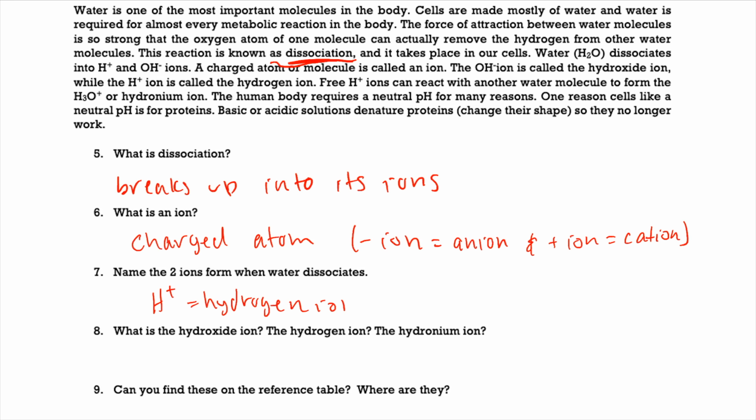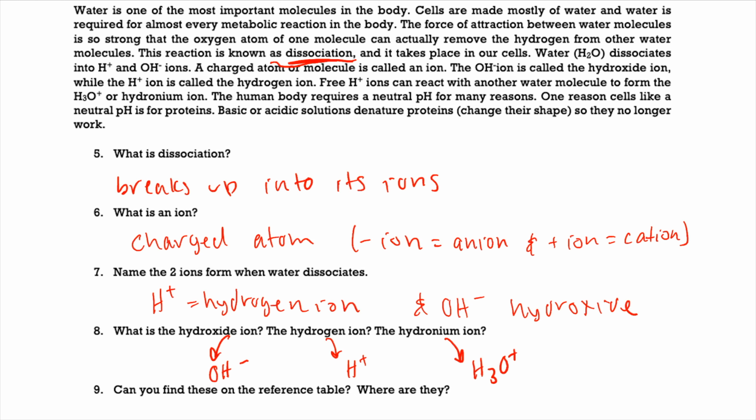This is very important moving on forward. And we get the OH-, which is the hydroxide. Okay, number 8, what's the hydroxide ion? We kind of did that. That's the OH-. Hydrogen ion is H+. Hydronium is H3O+. So you don't need to really memorize this.